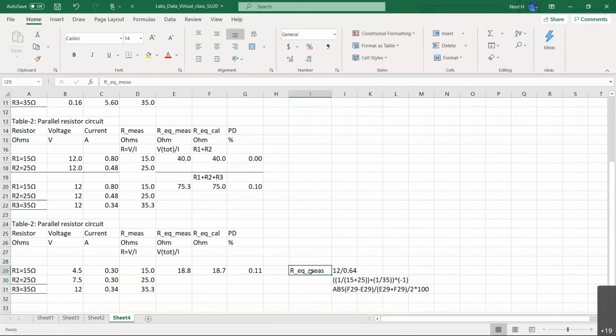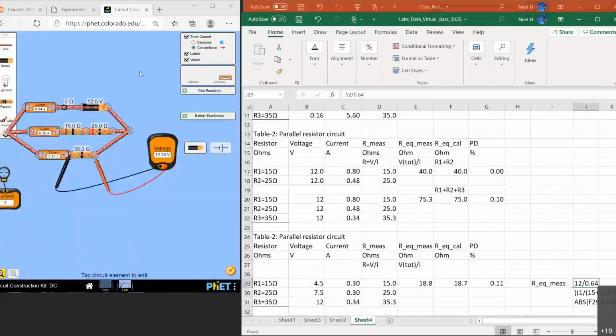equivalent resistance. Equivalent resistance means total voltage divided by total current passing through the whole circuit. No, not that. Total current passing through the whole circuit. Okay, the total current passing through the whole circuit you can see on this top line. That's the total current passing through the whole circuit, or you can add these two numbers together. Okay, that is 0.64. And the total voltage applied to the whole circuit is 12 volt.